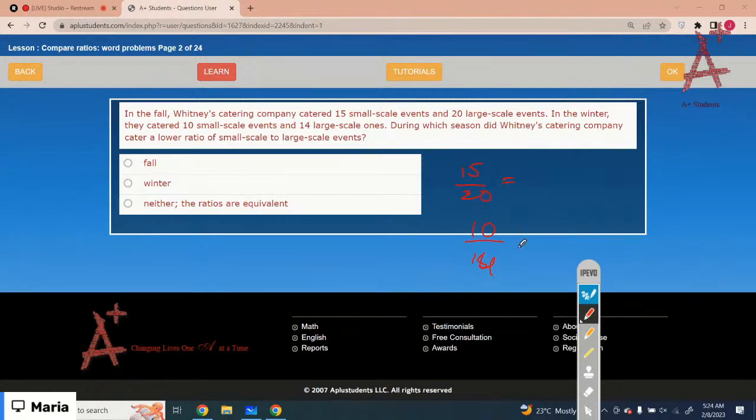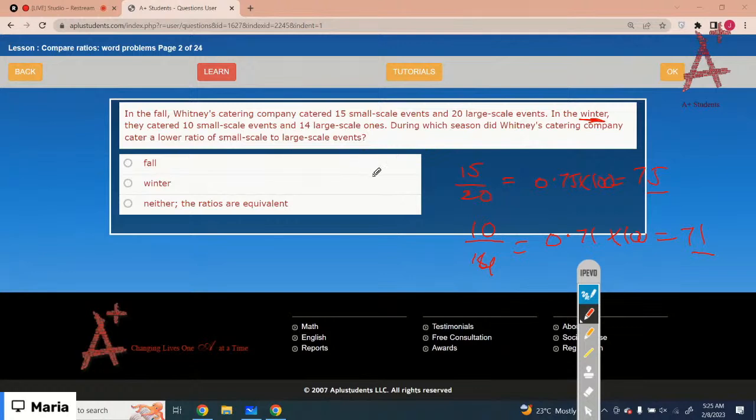So just divide them. 15 divided by 20 is 0.75, and when you multiply it by 100 it would be 75. Got it? Let's do 10 over 14, that is 0.71, and when we multiply it by 100 it would be 71. Got it? So during which season did Whitney's catering company have a lower ratio? The lower ratio is in the winter, 71%, but in the fall it would be 75%.